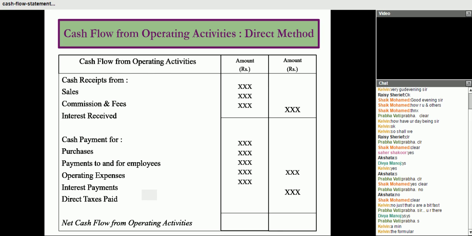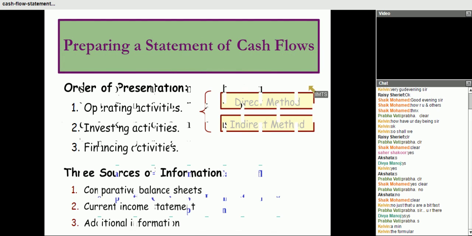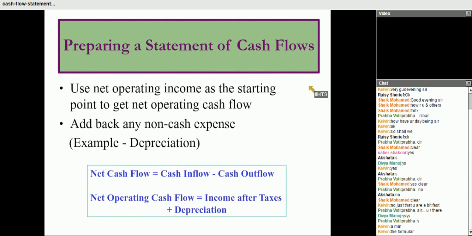Okay, the formula. 1 second. This is the formula.